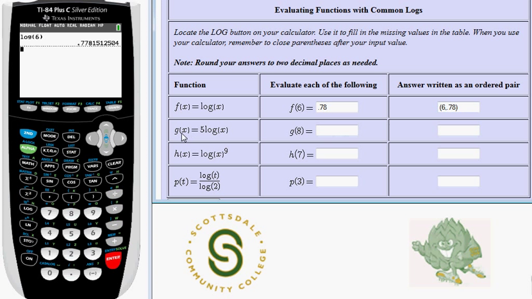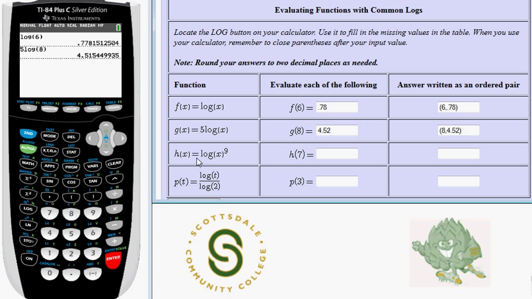The next problem is g of x equals 5 log x, but in this case we're supposed to be finding g of 8, so x is 8. So that would be 5 times the log of 8, so simply type in 5 log 8, right parenthesis, enter. To two decimal places, it's going to be 4.52. I'm going to round the 1 to a 2 since the next digit is 5 or greater. So I'm going to type in 4.52. As an ordered pair, same thing as before, left parenthesis, the input was 8, comma, the output was 4.52, right parenthesis. On to the next problem.